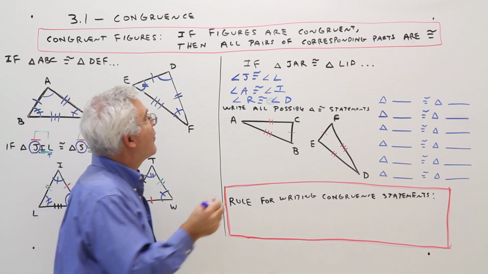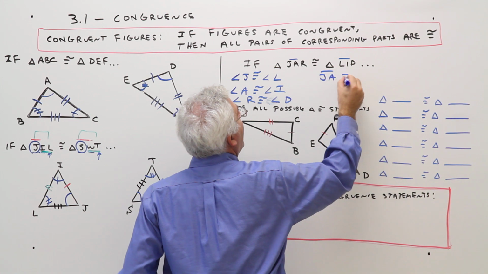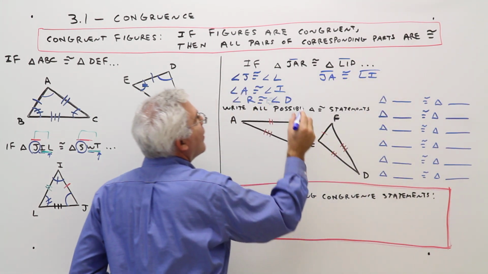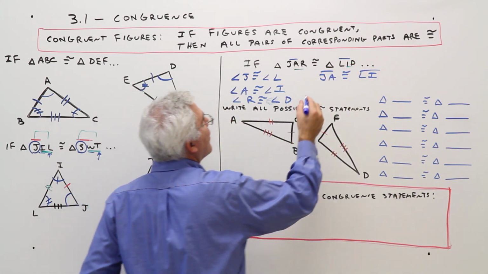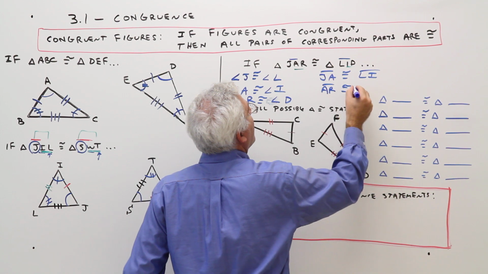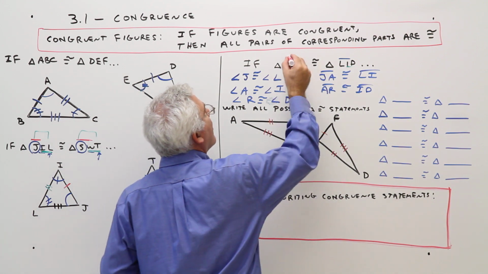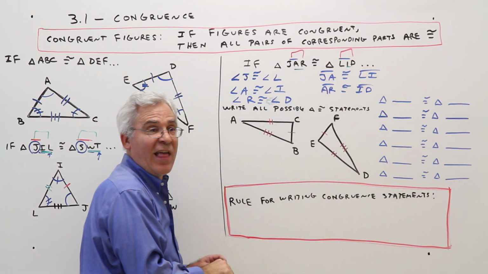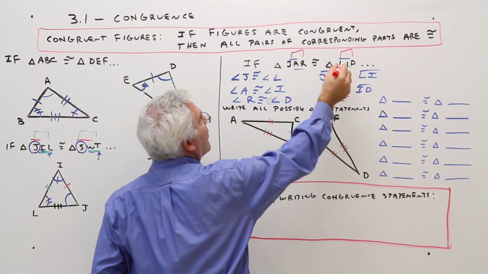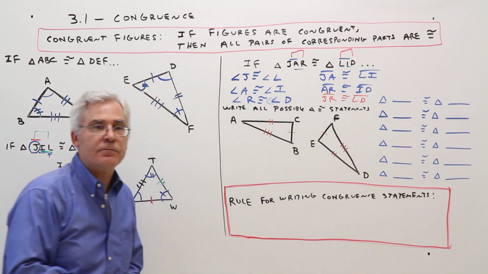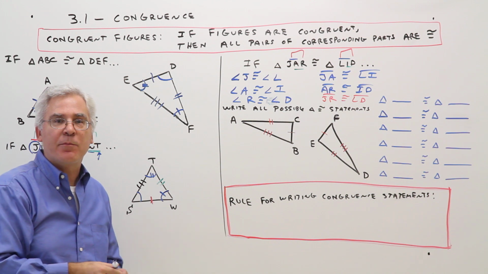And now for the segments, first two with first two. So segment JA congruent to segment LI. I'll go last two with last two. Segment AR congruent to segment ID. And then I'll go first and last with first and last. So I'll get segment JR is congruent to segment LD. Okay? So you want to get to the point where you could just look at the lettering scheme in the figures.